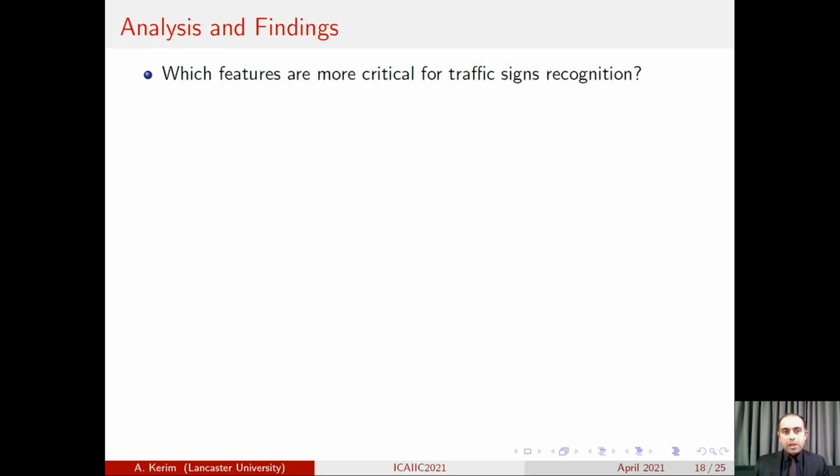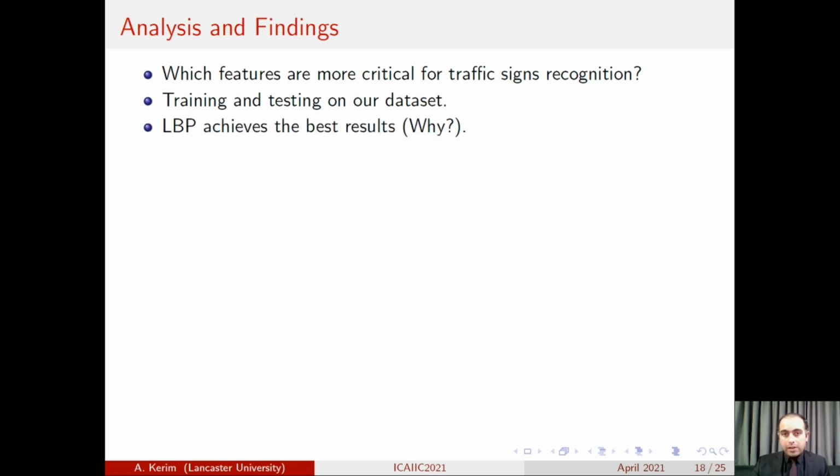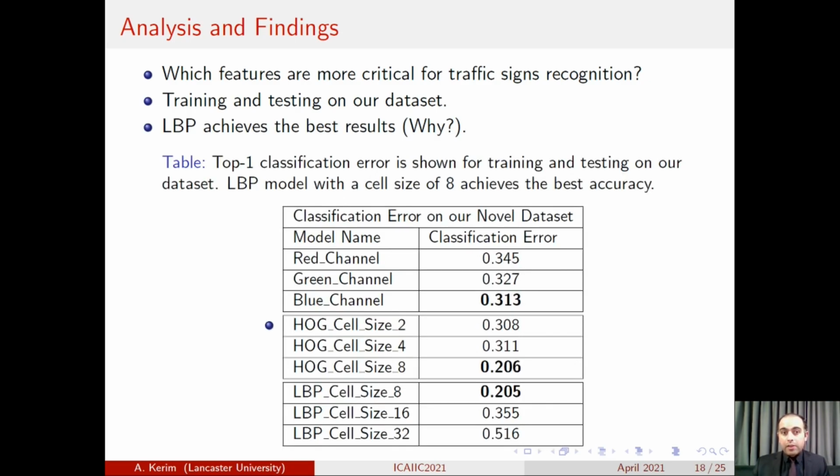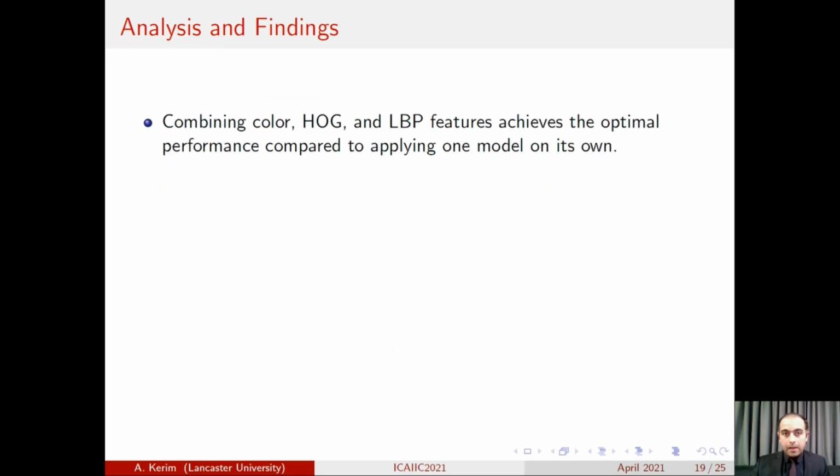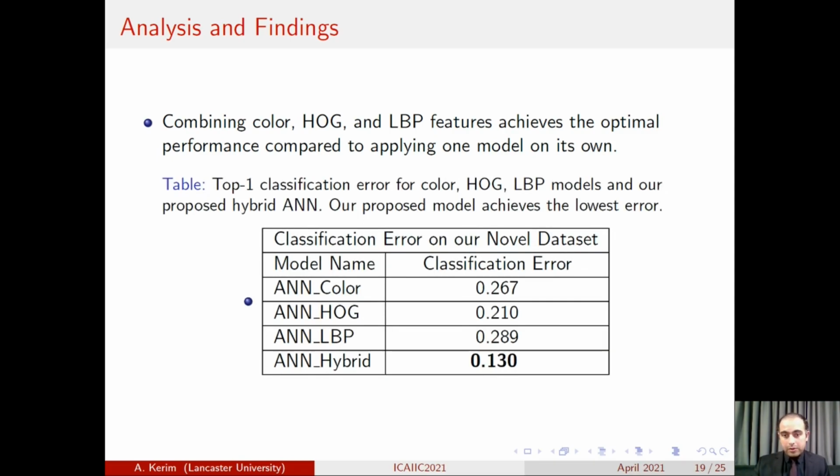In one of the experiments, we ask which features are more critical for traffic signs recognition. For that reason, we do the training and testing on our dataset. Our results reveal that local binary pattern features are much more robust compared to color or HOG features. The reason could be that the color and HOG features are very sensitive to light intensity and recording noise. In other experiments, we see that combining color, HOG, and local binary pattern features achieves the optimal performance compared to applying one model on its own, as you can see in this table.